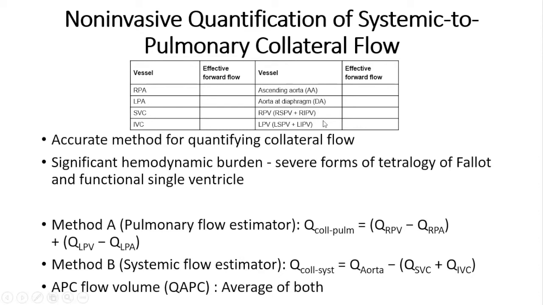We obtain multiple Q flows as seen in this table, and then the collateral flow is calculated in two ways. The pulmonary arterial flow is subtracted from the pulmonary venous flow on right side and left side, and the total gives the collateral flow by the pulmonary method. And in the systemic method, the total caval return is subtracted from the aorta flow. So aortopulmonary collateral flow is nothing but an average of the both.